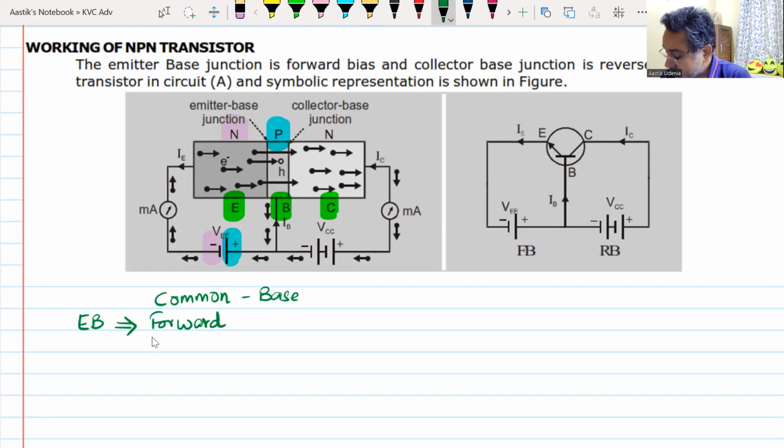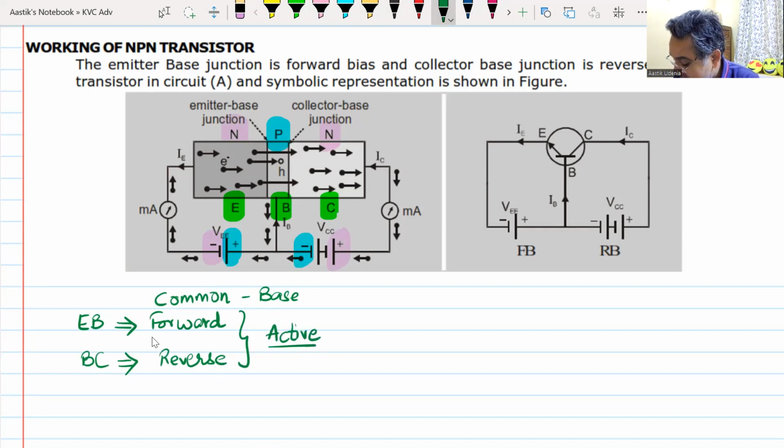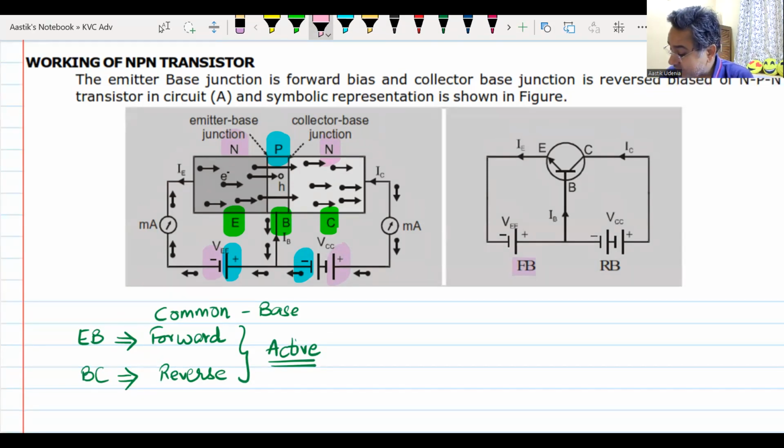Now look at the base collector junction, my dear friends. Base collector junction is reverse biased. This is connected to negative terminal, and this is connected to positive terminal. So what type of biasing is this? Reverse biased. Now, if emitter base is forward bias and collector base is reverse bias, we see that this transistor is in its active zone. This transistor is in which zone? Active zone.